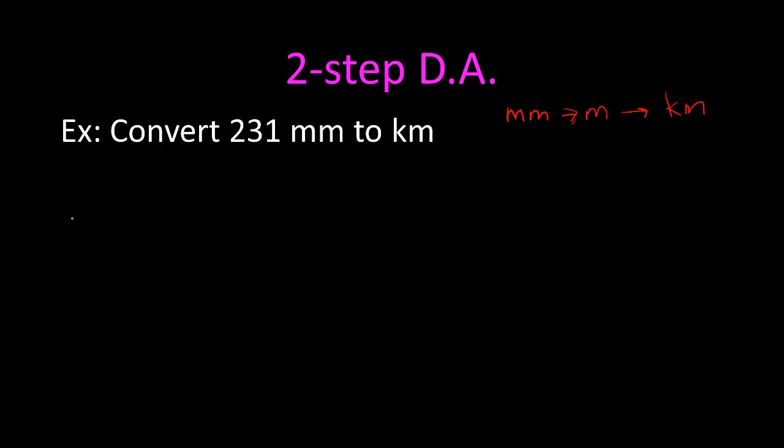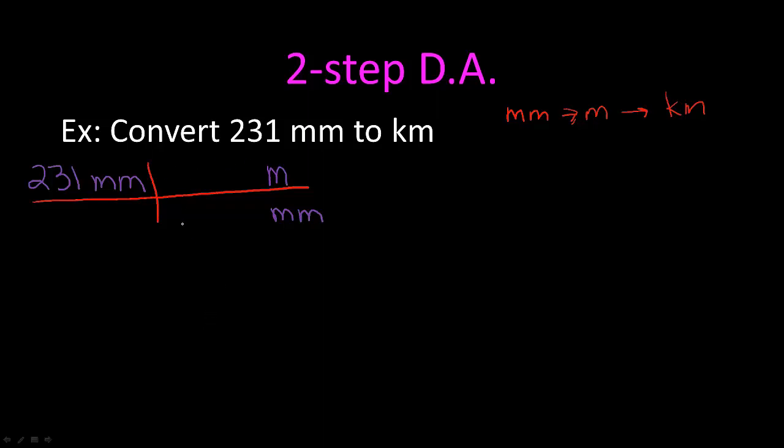So our first step we're going to do is draw our grid. Second step is we write the number that we were given in the upper left-hand corner with the units. So that is 231 millimeters. Step after that is to take our units in our upper left-hand corner and move them to the lower right-hand corner. Next step is to take the units that we need to convert to and put them in the upper right-hand corner. We need to go from millimeters to the base unit, which is meter.